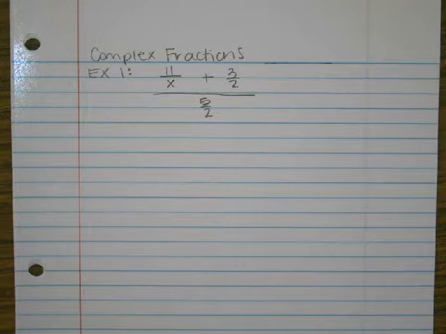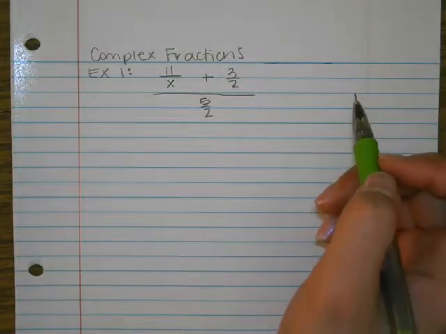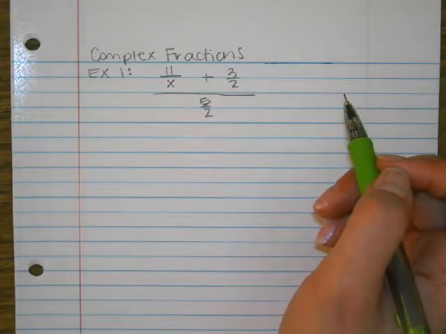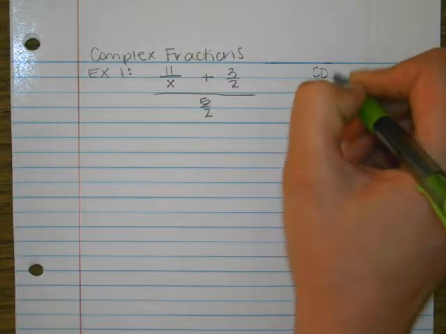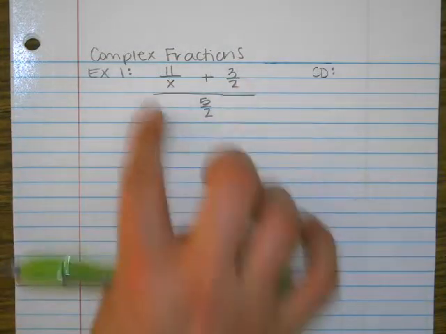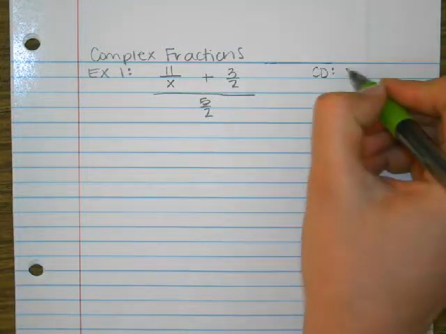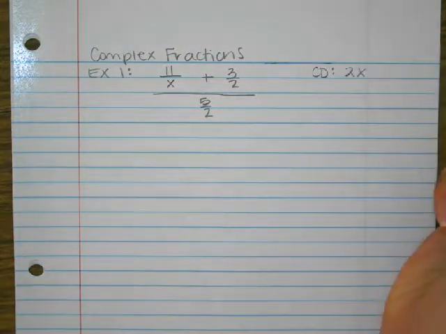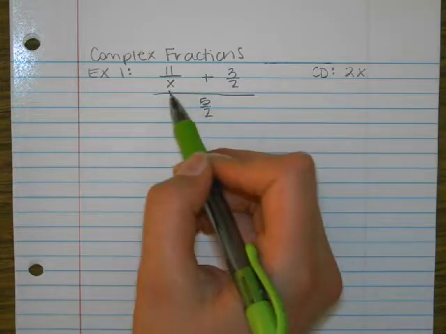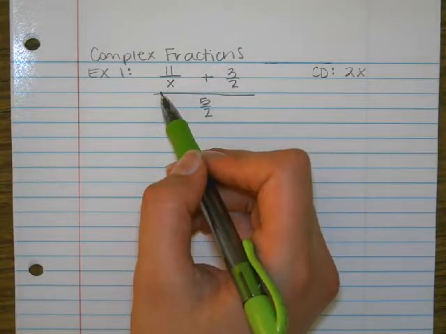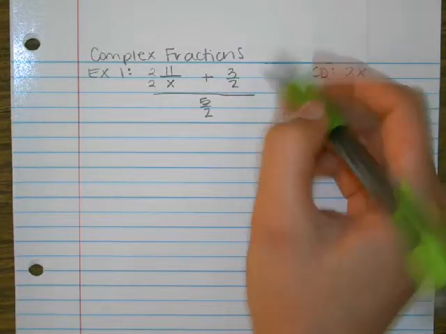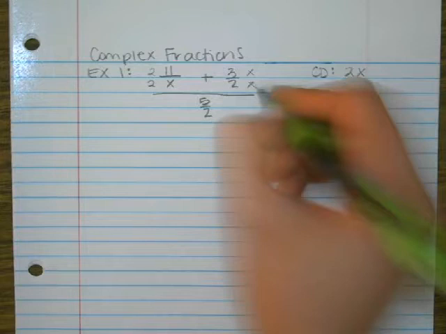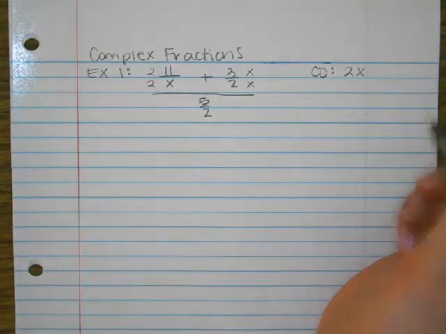So on the top, I can see that two fractions are being added together, and anytime we add or subtract fractions, what do we need? Common denominator. So what would the common denominator be, not just for these two fractions, but for the whole thing? 2x. We need a 2, we need an x. So what does the first fraction need? 2. What does the second fraction need? What does the third fraction need?